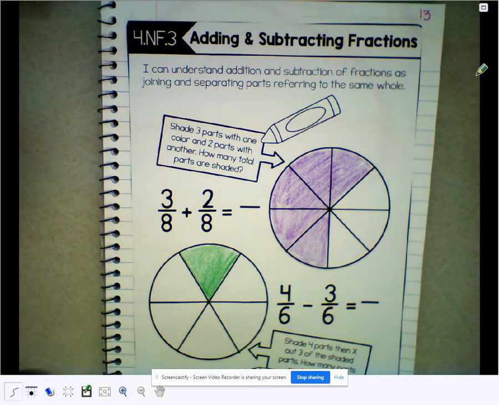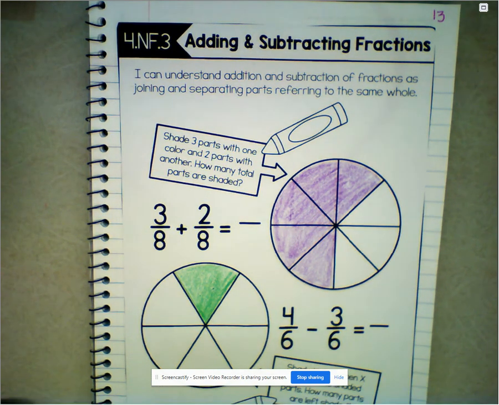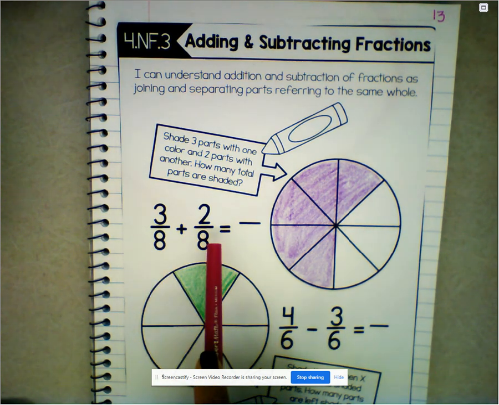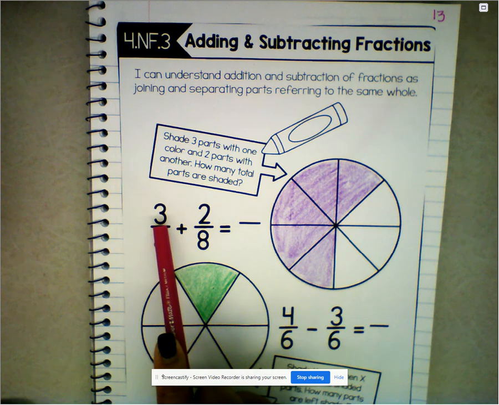Hi guys, we're going to go through our fraction notebook that we created the other day. This is page 13 where it's just adding and subtracting fractions. So all of these fractions have common denominators, so we don't have to find a common denominator. Both of the denominators are 8. You're just going to add the numerator, 3 plus 2.